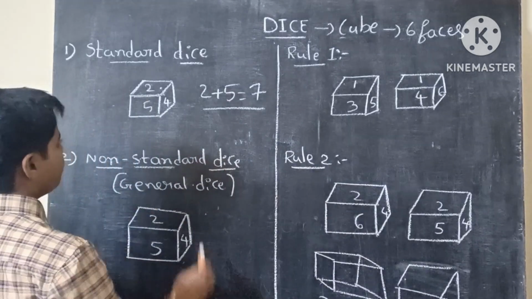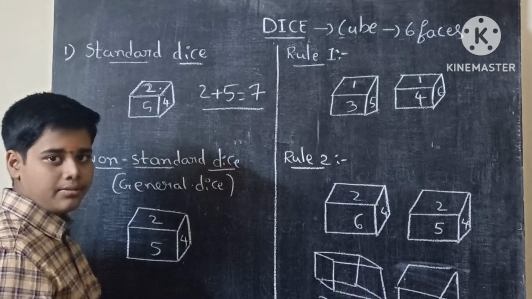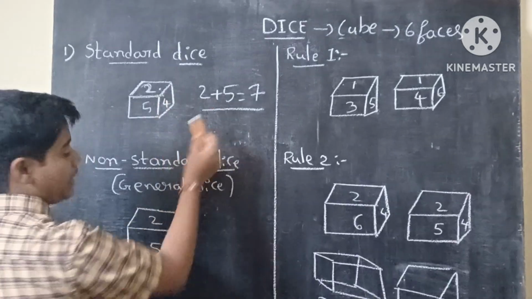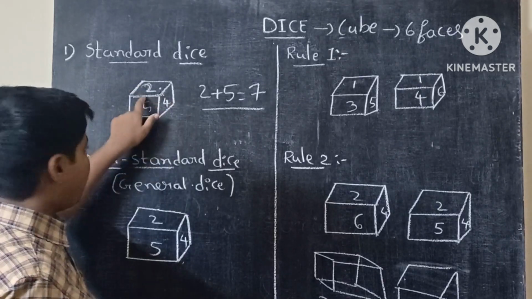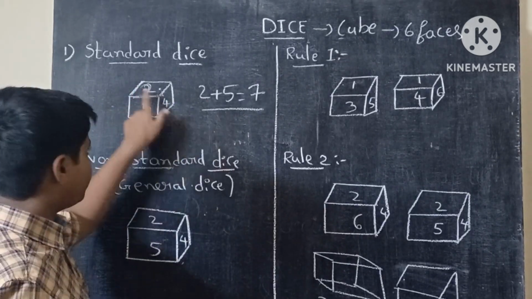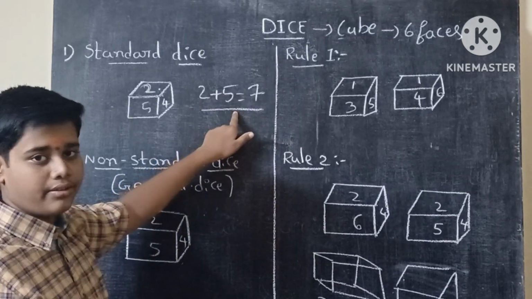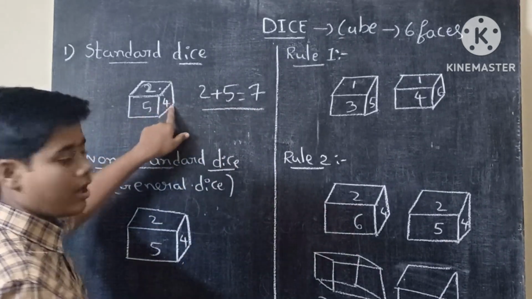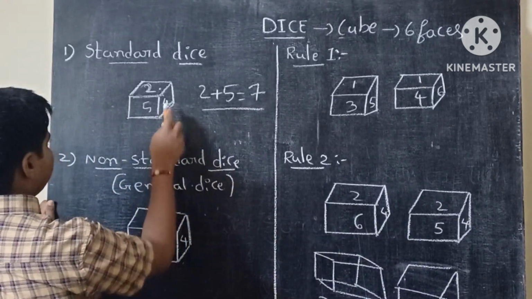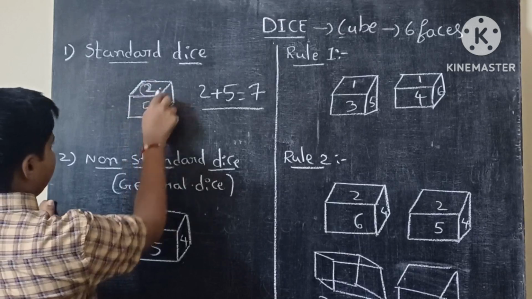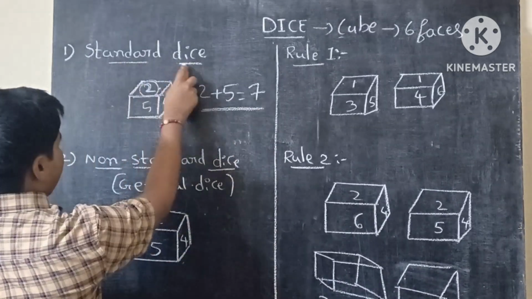I will explain again. Here 2 is the number. If the opposite number of 2 is added to 2, the sum will be 7. It is not the adjacent number, it is the opposite. So this is 2, and 2 plus 5 is 7. Like this we can recognize the standard dice.